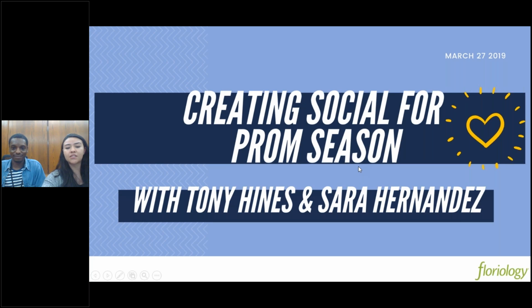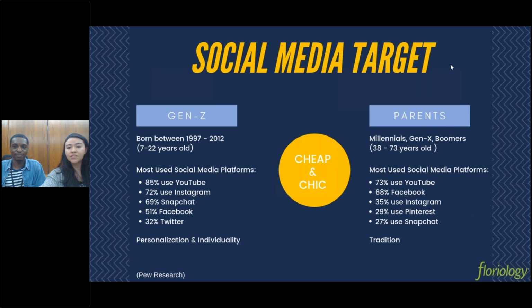So let's get started. First, let's talk about who we are targeting when we're talking about prom. We're mainly targeting two different types of groups: the Gen Zs and their parents. Gen Zs would be anyone ages 7 through 22 years old, born in 1997 through 2012. These are the ones that are actually in high school right now doing the prom. It's crazy to think that millennials are not in high school anymore. Right, it's the Gen Z.